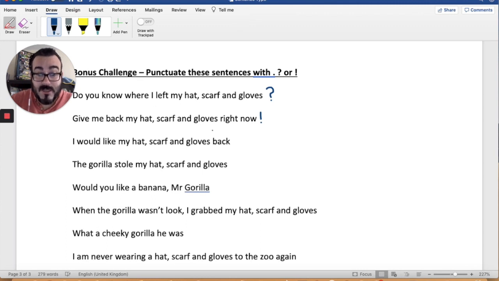Okay, so that's the first couple done. I knew this was a question, so I gave it a question mark. I worked out that this one was a command, and I gave it an exclamation mark because I thought it was an urgent command. What I'd like you to do is read the rest of the sentences, work out what type of sentence it is, and then add the right punctuation, and we will check our work together in just a moment.